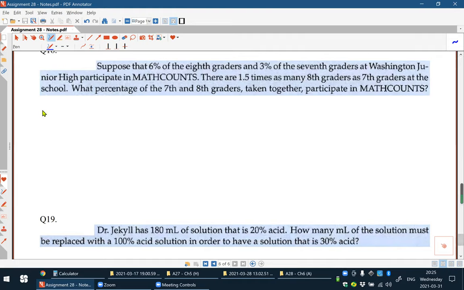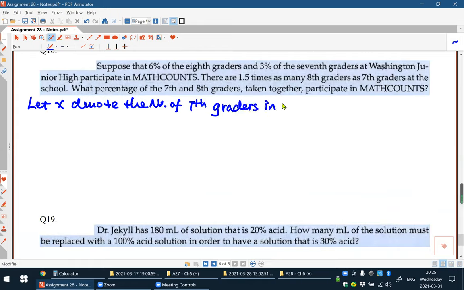Okay, so how do we solve this question? You can use some letters to denote unknown quantities, right? Okay, so here let x denote the number of 7th graders in the school. And then we know that there are 1.5 times as many 8th graders, right? Then there are 1.5x 8th graders, right?